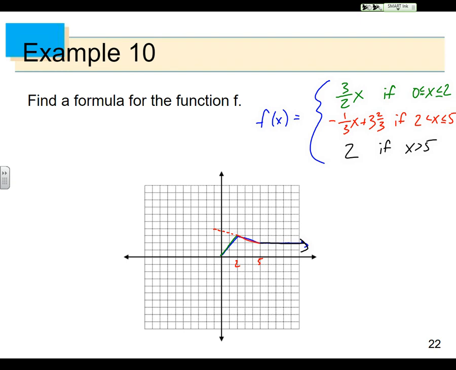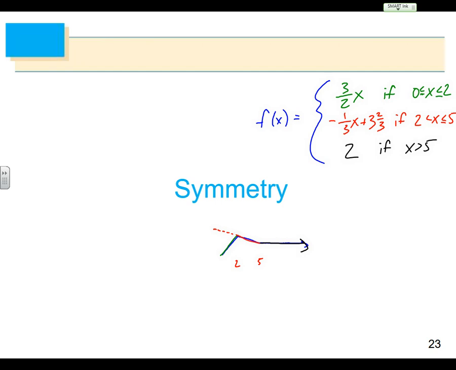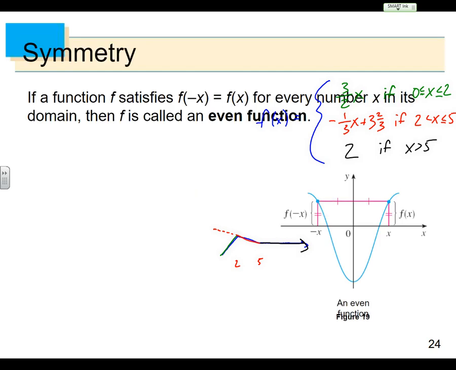I like doing this in reverse as well. You know how I feel about problems working forwards and backwards. I like the way that goes. All right. All right, talk about symmetry, and then we're going to be done.